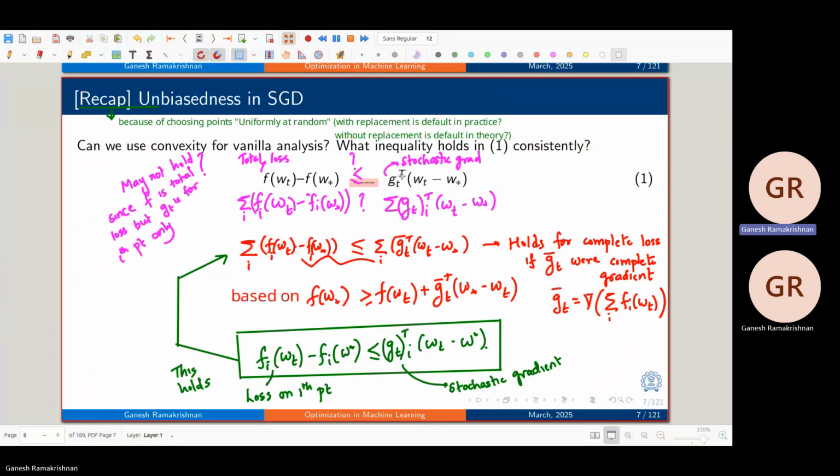In case you are wondering where we got this from: f of W star is greater than or equal to f of W_t plus the gradient at point t times W star minus W_t. This is a lower bound, the linear approximation. You just bring the f of W star to the other side, and the gradient's W star minus W_t becomes W_t minus W star. Both sides, the order changes, and this is how you get the original inequality.